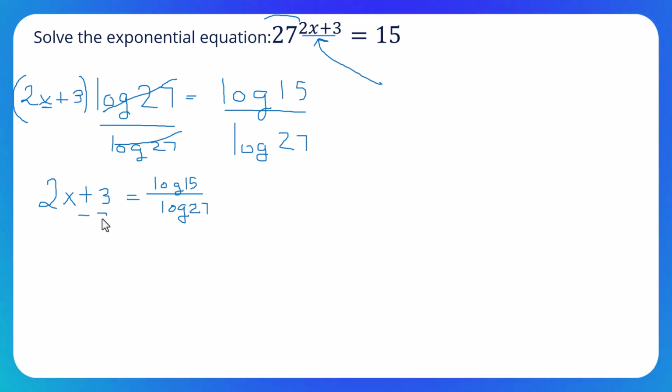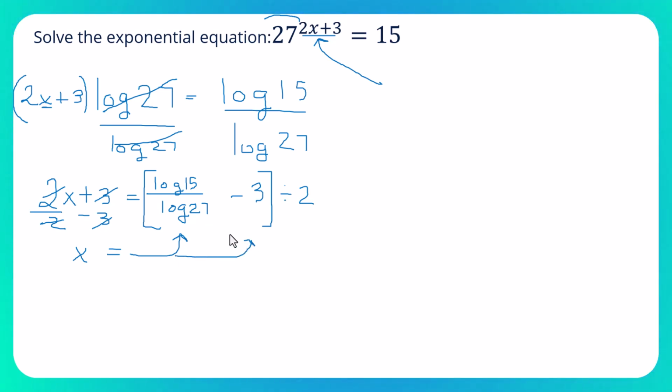I'm going to subtract 3 from both sides. It's going to cancel over here. And then finally, I'm going to divide both sides by 2. Divide by 2, that's going to cancel the 2 out here. So all this we had over here, if you divide by 2, we should have our solution. So x is going to equal log of 15 divided by the log of 27. Put parentheses around that in decimals. Subtract 3, all of that in parentheses, and then divide it by 2.